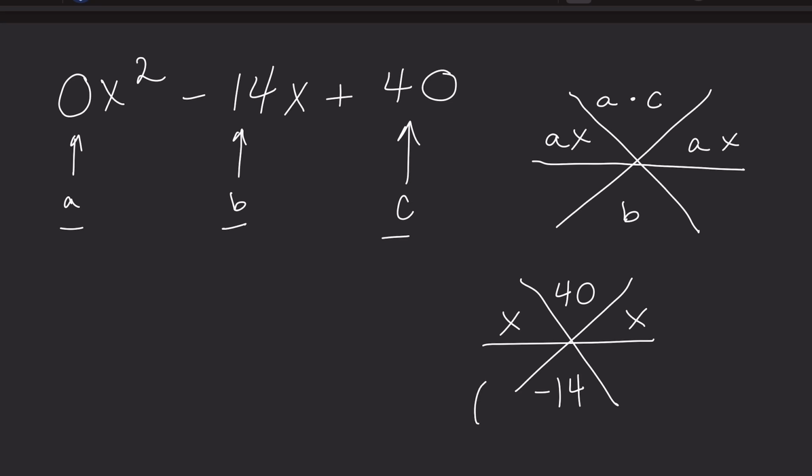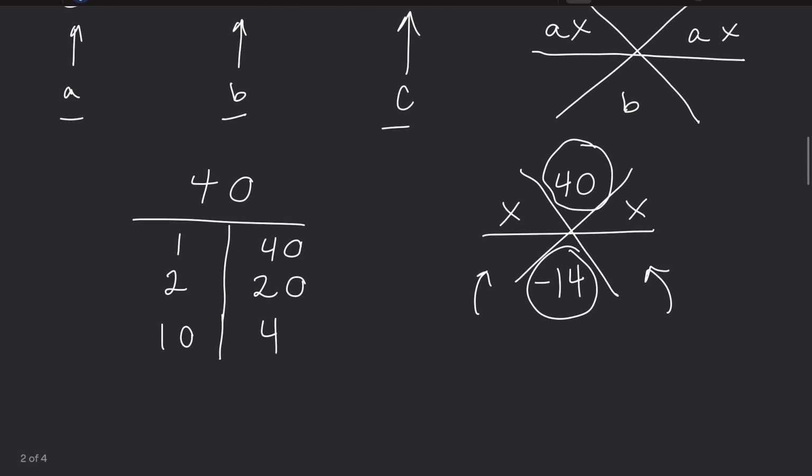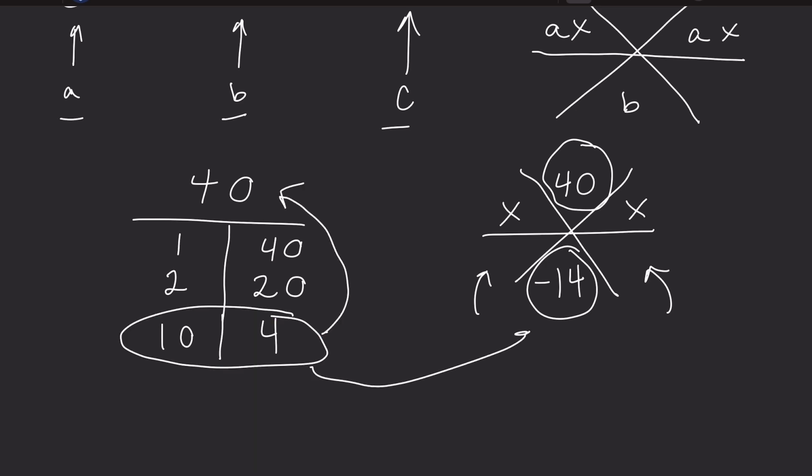And then in these boxes, I'm going to have two numbers that will add to be negative 14 and multiply to be 40. So the easiest way to find these is to find factors of 40. So we have 1 and 40, obviously, 2 and 20, and 10 and 4. There may be more, but I'm going to use this because I can see that there's a relationship between 10 and 4, which multiply to be 40, and negative 14, because 10 plus 4 is 14.